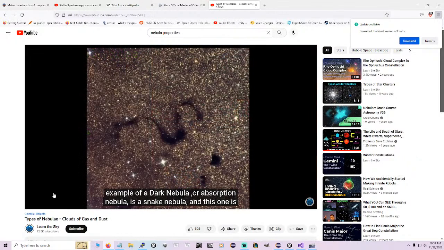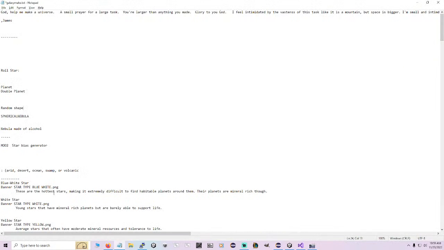The Dark Nebula or Absorption Nebula is the Snake Nebula, and this one is located in the constellation called Ophiuchus. And you can just see here that this cloud of gas and dust is just so thick that light cannot pass through it.